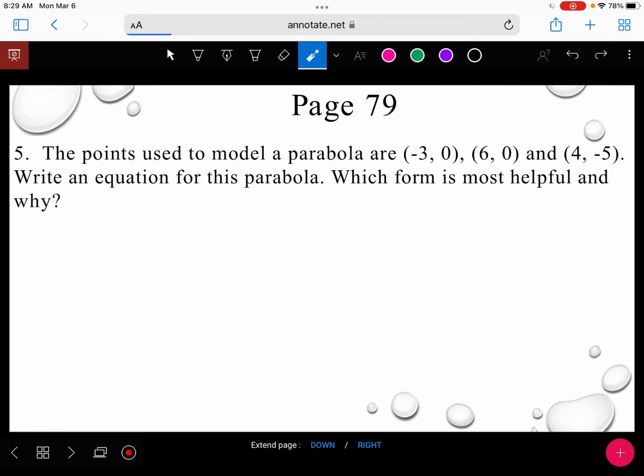So this one, they've gone past the points of actually giving us context. They're just saying the points of a parabola are these. And we're asked to write the equation. So we have some points here used to model a parabola. We want to try and write an equation. Which one do we think might be most useful for this? We've got our standard form, our factor form, and our vertex form. Which one of these is going to be helpful here?